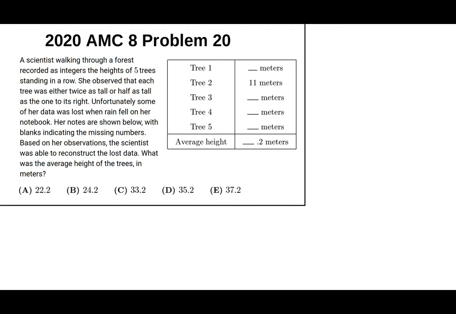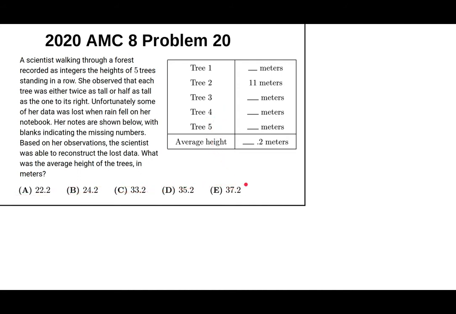So the way we're going to solve this problem is, we know that the sum of all the trees' heights is the average height times 5, because the average height is tree 1 plus tree 2 plus tree 3 plus tree 4 plus tree 5 over 5, because that's what average is. If we multiply by 5, we'll get the sum of the tree heights. So we know one of these is the average.